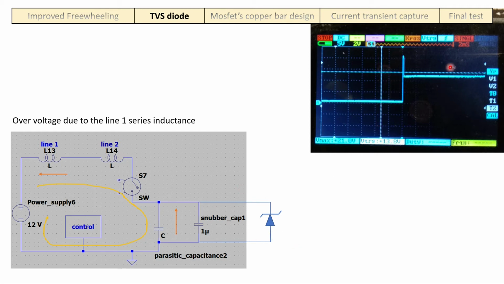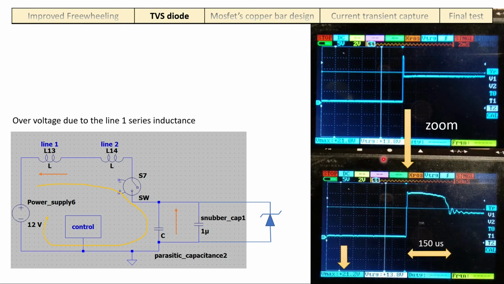Here is shown the transitory during the turn off of the MOSFETs. The overvoltage due to the two lines is pretty high. This waveform is captured at 2 milliseconds per division. Zooming in, you can appreciate the length is about 150 microseconds, and the pulse reaches 21 volts, which is the breakdown of the TVS. But in the previous version, without the TVS, what happened?